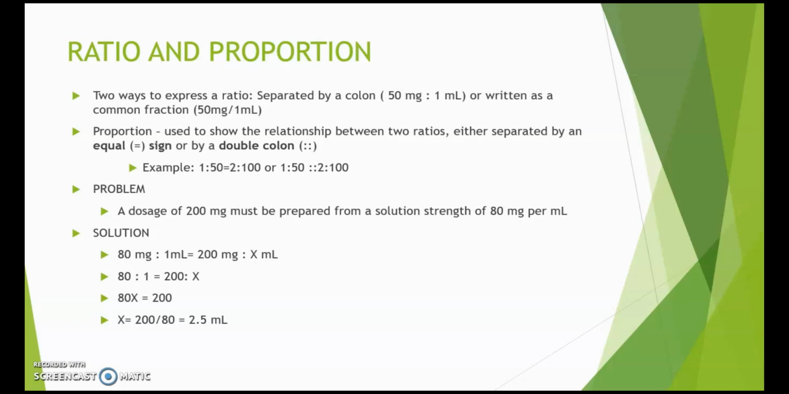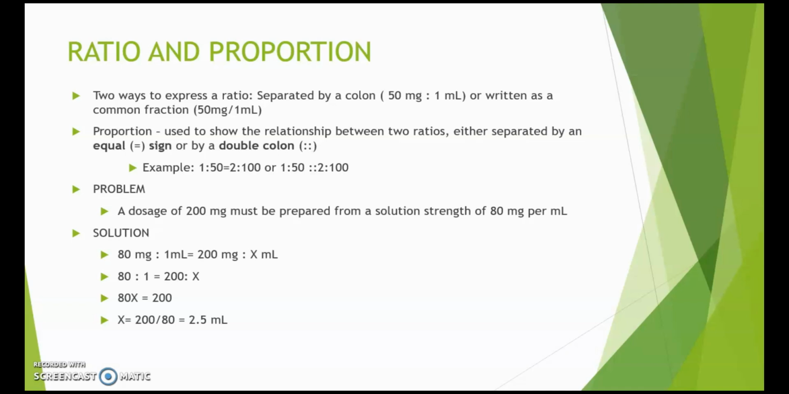So, ratio and proportion. There are 2 ways to express a ratio: separated by a colon, as you can see in parentheses here, 50 mg : 1 ml, or written as a common fraction, 50 mg over 1 ml. A proportion is used to show the relationship between two ratios, either separated by an equal sign or by a double colon. You can see both in parentheses. Example: 1 divided by 50 is equal to 2 divided by 100, or the same thing expressed with the double colon, 1 over 50 is equal to 2 over 100.